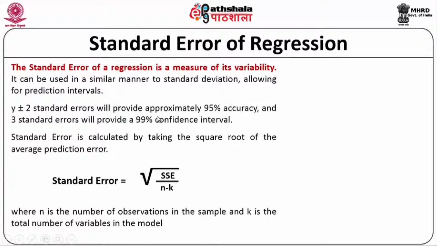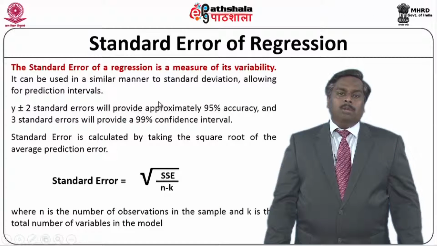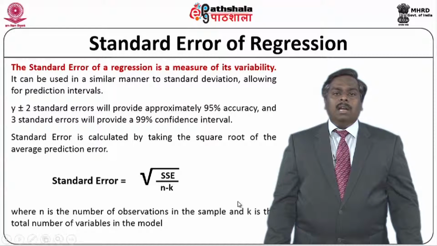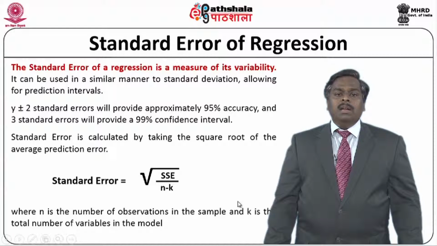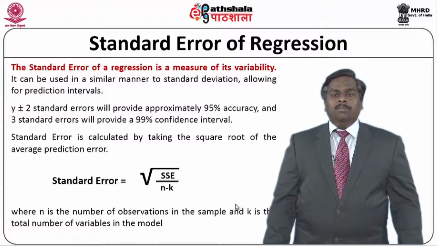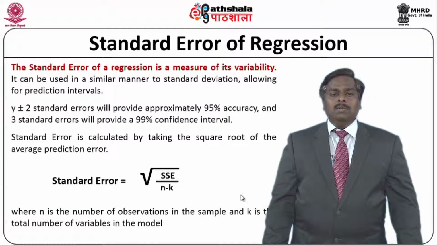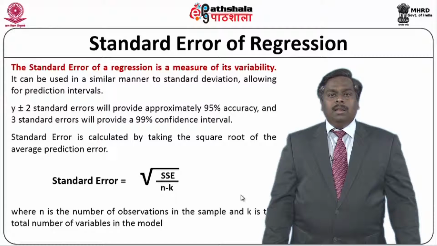Apart from the determination coefficient, we also have a standard error for regression. Standard error is actually a normalized error, and this normalized error is with respect to SSE, the sum of squared errors. The standard error is as given in this equation: square root of SSE divided by n minus k, where n is the number of observations in the sample and k is the total number of variables that we are using as part of our model.